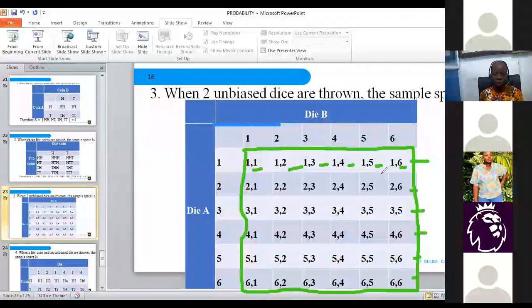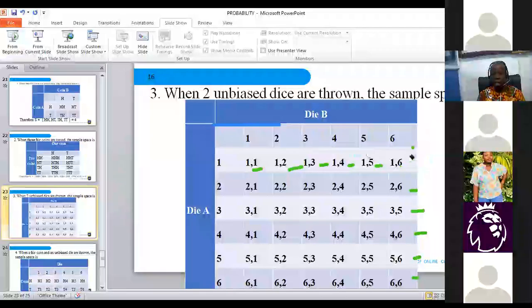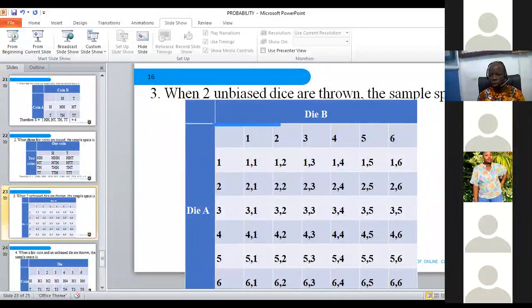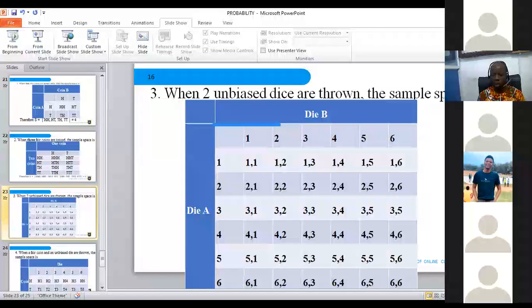Your sample space here is going to be all the elements that I've selected, and that is going to be 36. That is 6 times 6 will give you 36. Is that clear? Peace, is that clear? Yes, sir. Raymond, is that clear? Yes, sir.